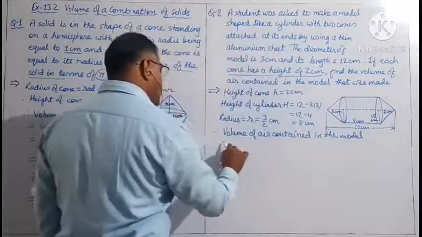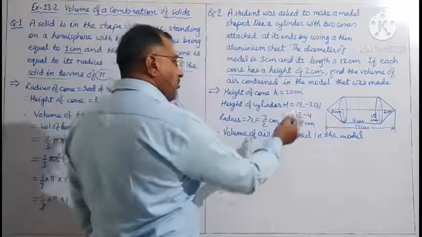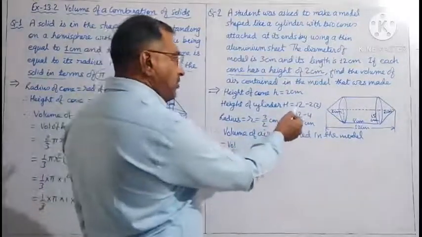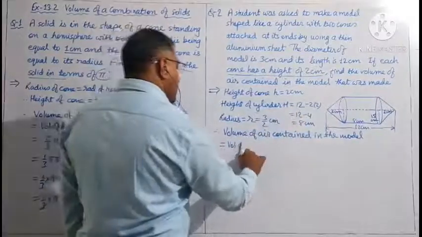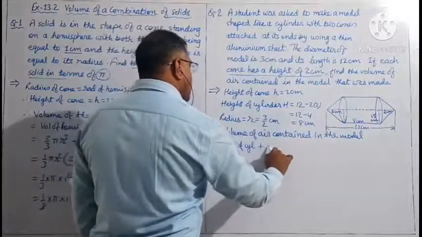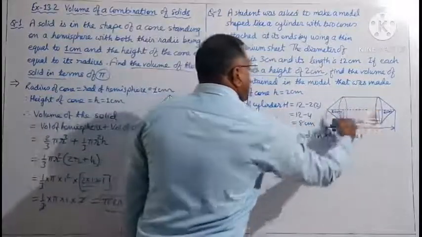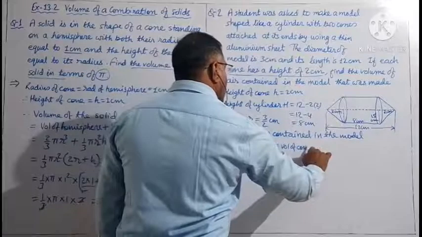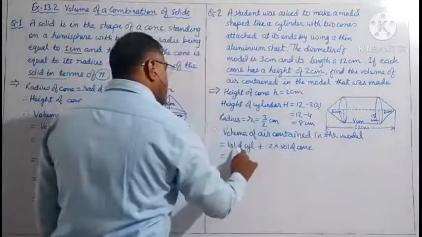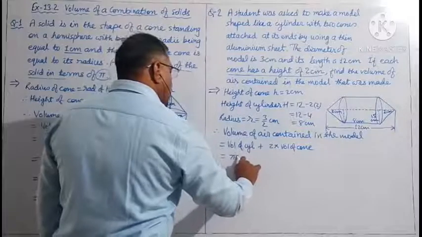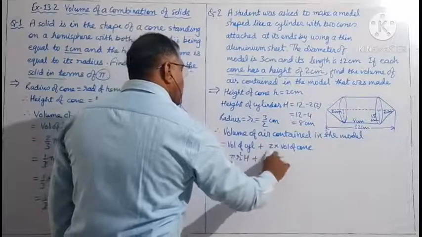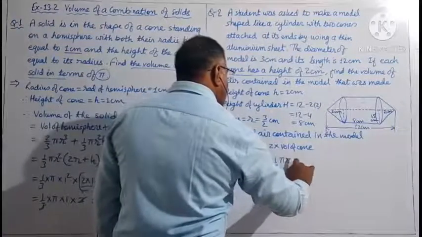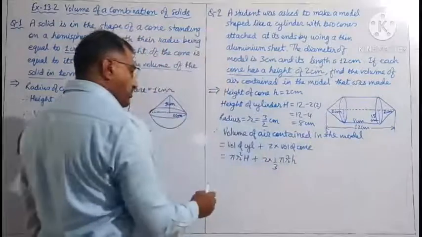Volume of air contained in the model is equal to, first of all, the volume of cylinder and volume of two cones. So volume of cylinder plus there are two cones, one at each end, so 2 times the volume of conical ends. Volume of cylinder is pi r square H, and volume of cone is 1 by 3 pi r square h, where small h is the height for the cone.